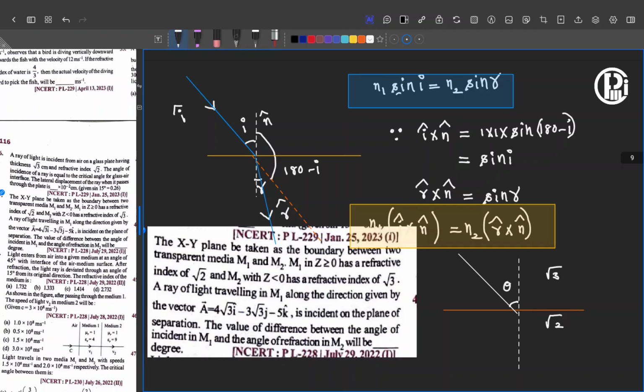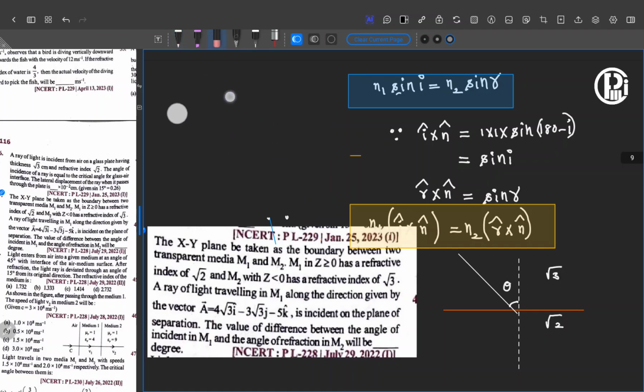Now in order to solve this, you have to understand direction cosines, the direction of cosines concept, which you need in vectors. So let me explain that. In order to solve this problem, you need to understand the direction of cosines. I will explain that. One second.